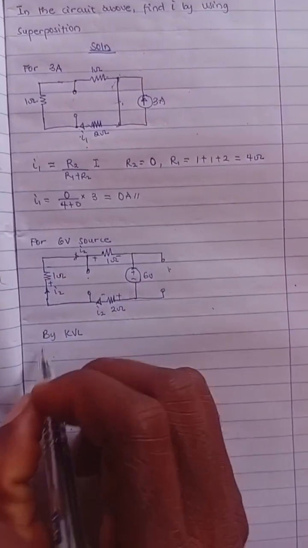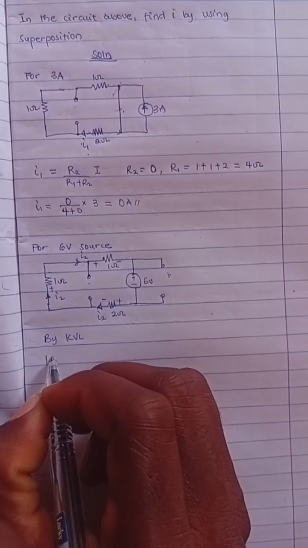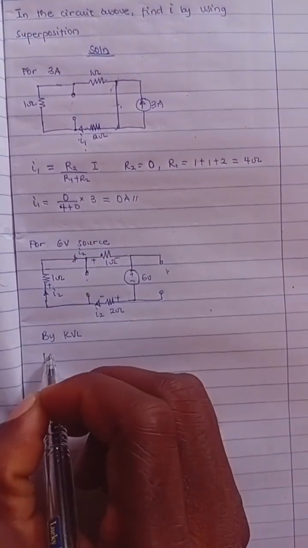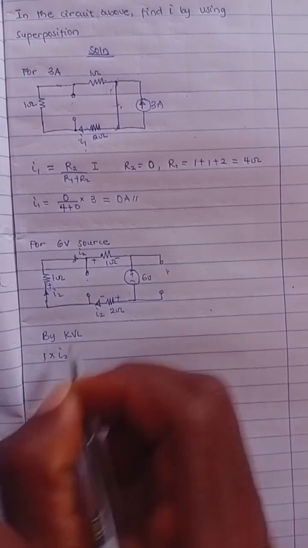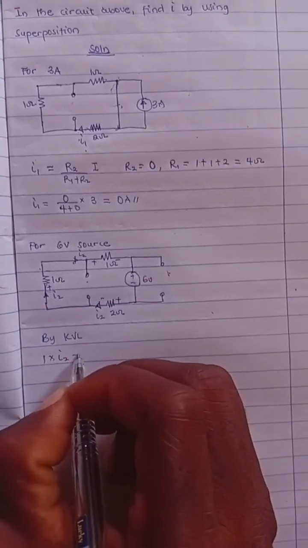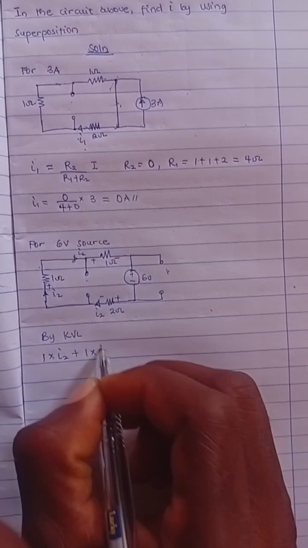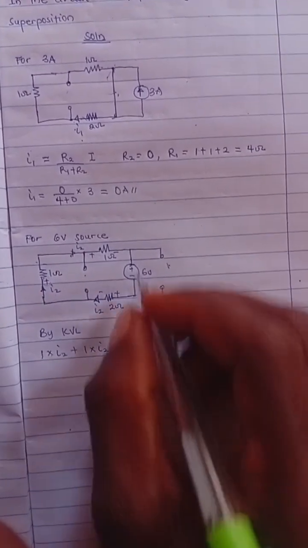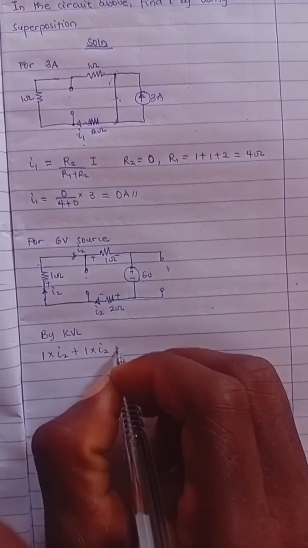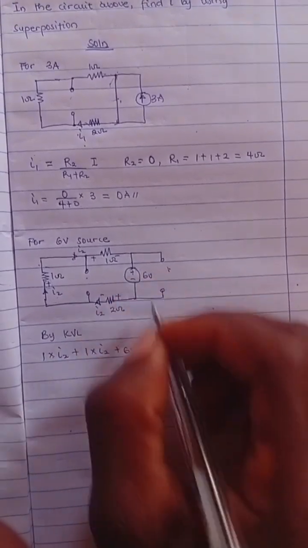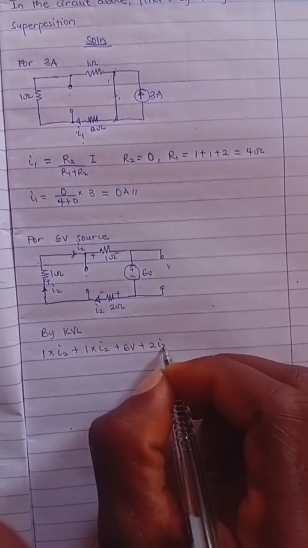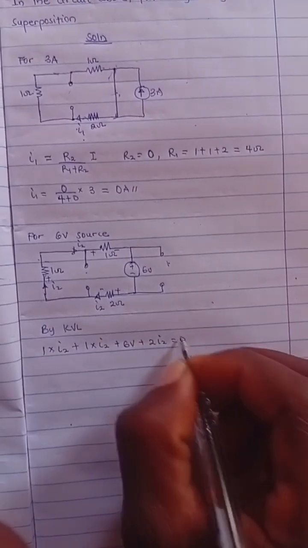So from here you get 1 times I2, because it's plus, since it's the first time we are analyzing like this. Then here is also plus 1 times I2. The 1 is the 1 ohm resistor, the I2 is the current. Then here is plus 6 volt because this is a positive sign. Then here is plus 2 times I2, and back to this place, everything is equal to 0.